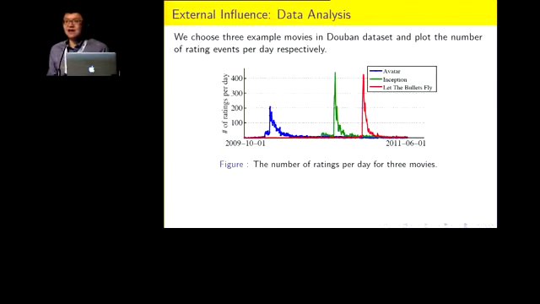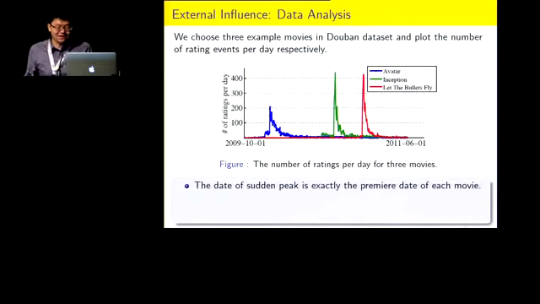Since we claim that the external influence can make the event happen, we choose 3 example movies in the Douban dataset and plot the number of rating events per day respectively. Here are the 3 curves. From this figure, we can observe that a sudden peak appears among all 3 curves, and this sudden peak indicates an explosive growth of the rating events in the social network. Interestingly, we can find that the date of the sudden peak is exactly the premiere date of each movie.